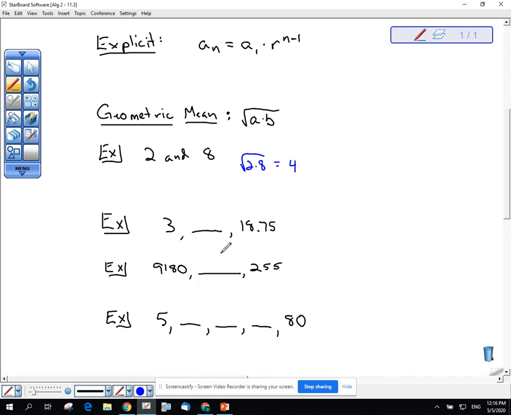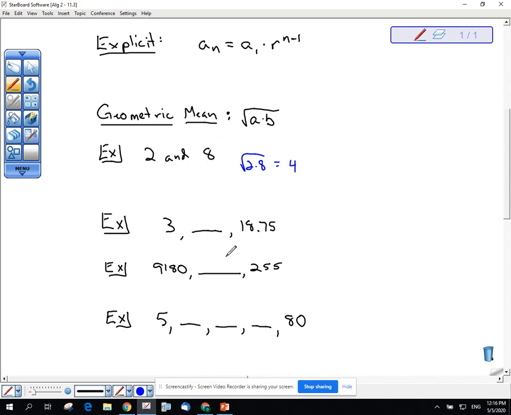And the reason that's important is because in the homework you'll see problems like this: 3, blank, 18.75. Okay? And you'll be told that this is a geometric sequence. Now, did you notice in that first example where I did 2 and 8, that if you did 2 plus 8 divided by 2, you'd get 5, right? The average of 2 and 8 is 5, but the geometric mean was 4.